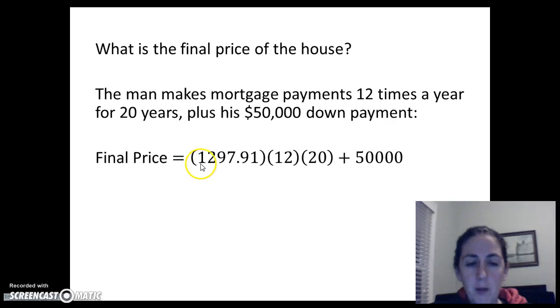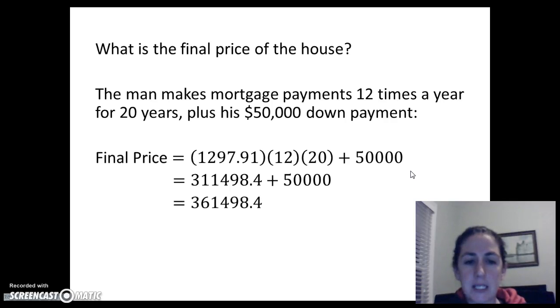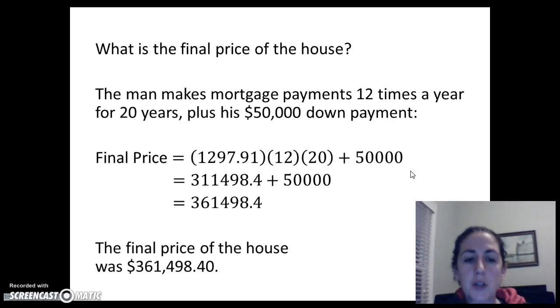So he takes his monthly mortgage payment of $1,297.91. He pays that amount 12 times a year for 20 years, plus that down payment. Put it all together, and it's $361,498.40. So the final price of that $250,000 house he bought, it actually cost him $361,498.40.